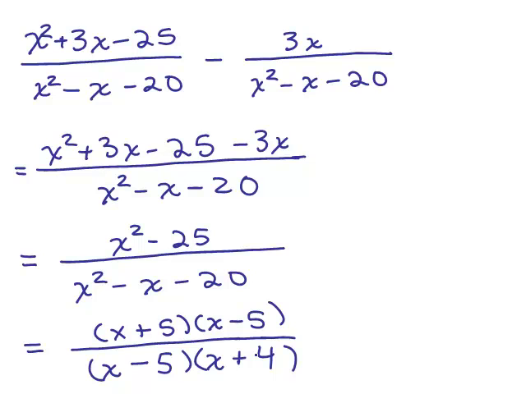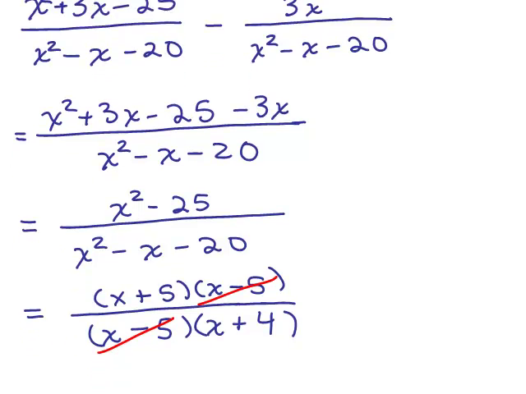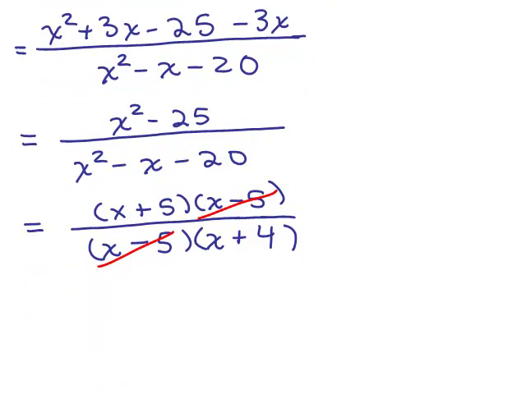Okay, now make sure that is the correct factorization. Do the FOIL method. And you do indeed get x squared minus x minus 20. So now if there's anything that can be canceled, you do cancel. And x minus 5 is the same. And therefore, we're left with an x plus 5 over an x plus 4.